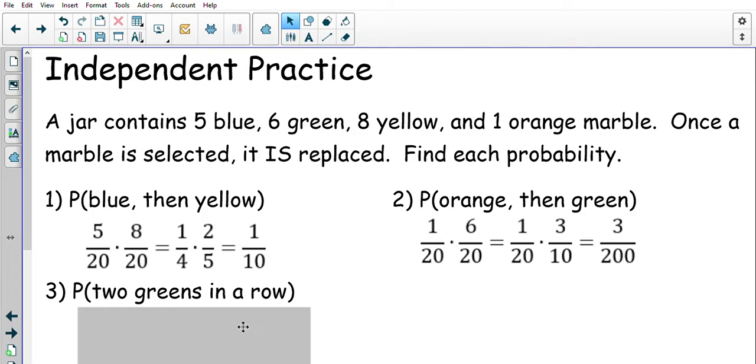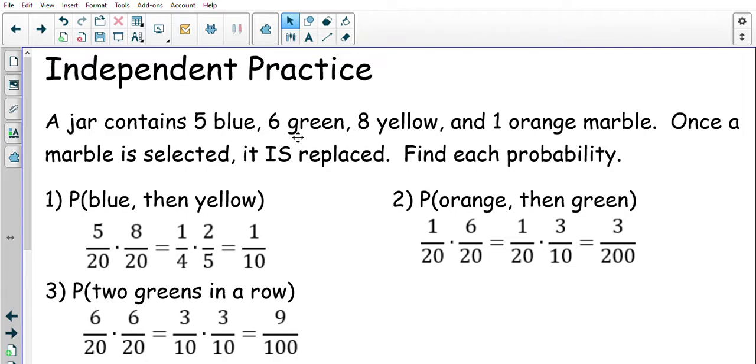Number 3, this one we didn't see one like it previously, so this is a good one. Probability of 2 greens in a row. Well, the first green is 6/20, second green is 6/20. They both reduce to 3/10. 3/10 times 3/10 is 9/100.